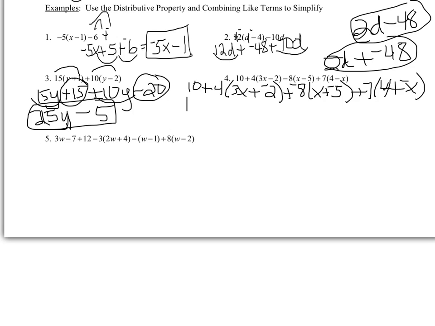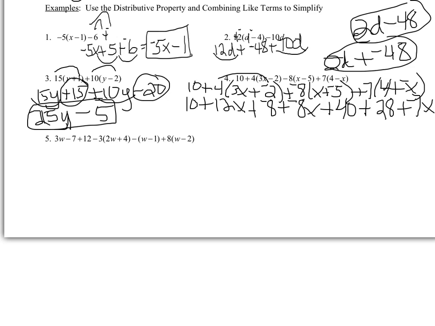So here I'm going to go through and do my distributive property. So I have 10 plus, I'm going to distribute in that 4. 4 times 3x would give me 12x, and then don't forget to multiply it by the second number. Okay, 4 times negative 2 is going to give me negative 8. And see, right off I can put a plus in between because I've already changed them all to plus. Negative 8 times x would be negative 8x, plus negative 8 times negative 5 is a positive 40, plus. Every time I know I'm just going to have an addition sign. 7 times 4 is 28, plus 7 times the opposite of x would make it negative 7x.